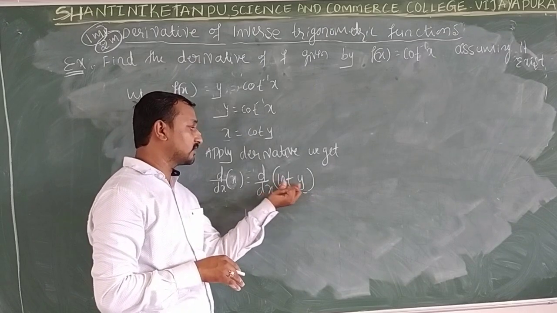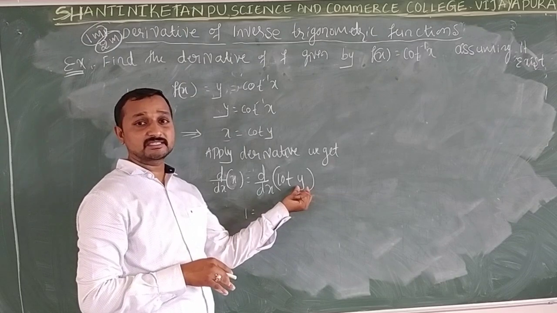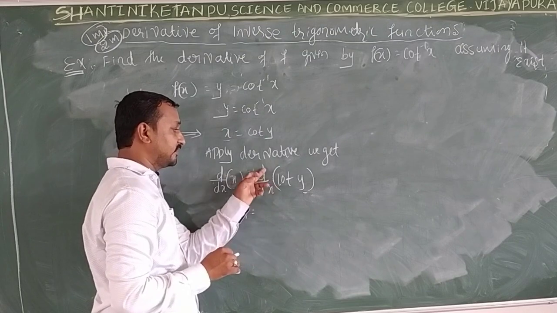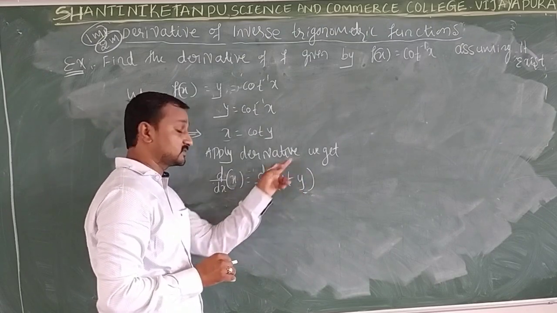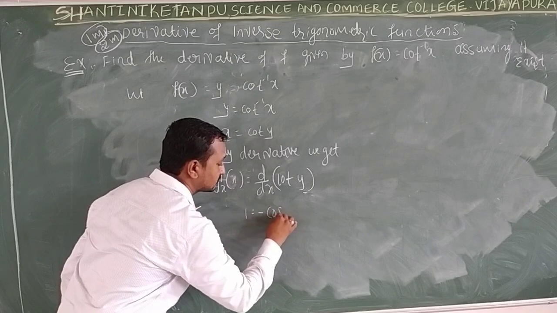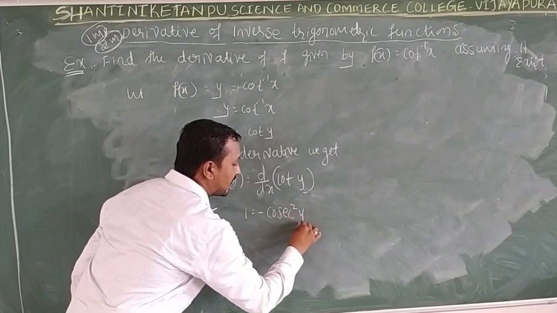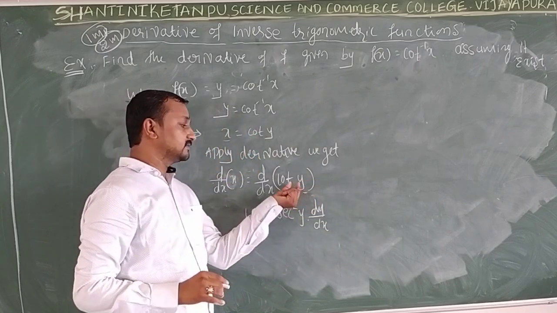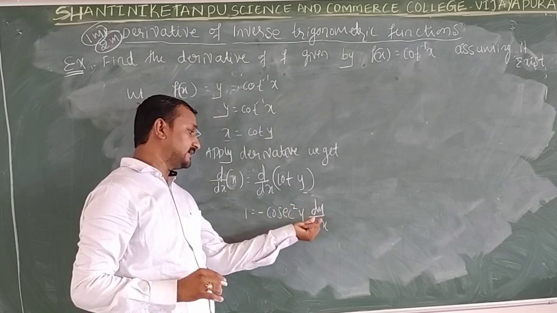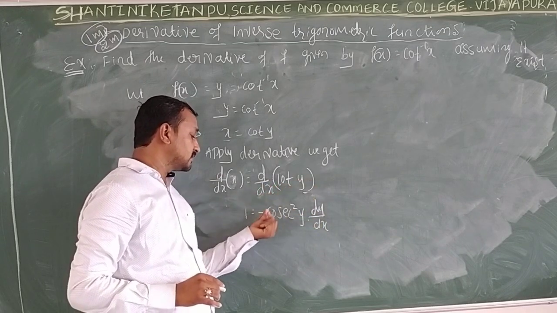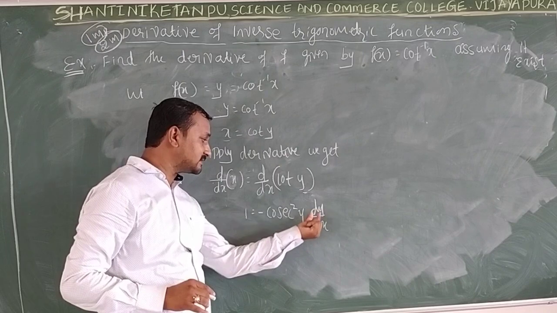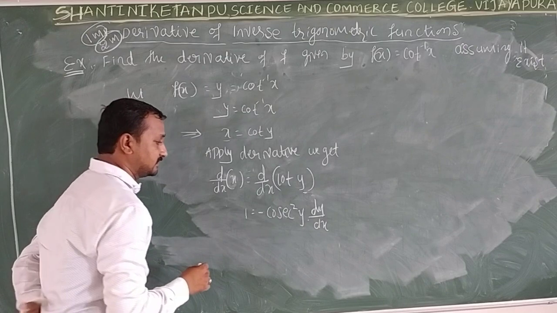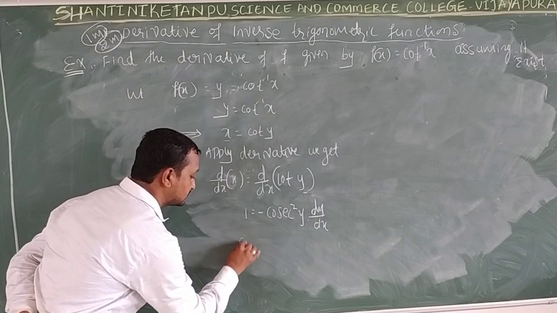This can be treated as cot of x. What is the derivative of cot x? Minus cosec square x. Is that clear? Minus cosec square x. So the derivative of cot y is minus cosec square y with respect to dy by dx. When we differentiate the term in terms of y, then we write dy by dx. Derivative of cot y is minus cosec square y with respect to y, times dy by dx. Is that clear?